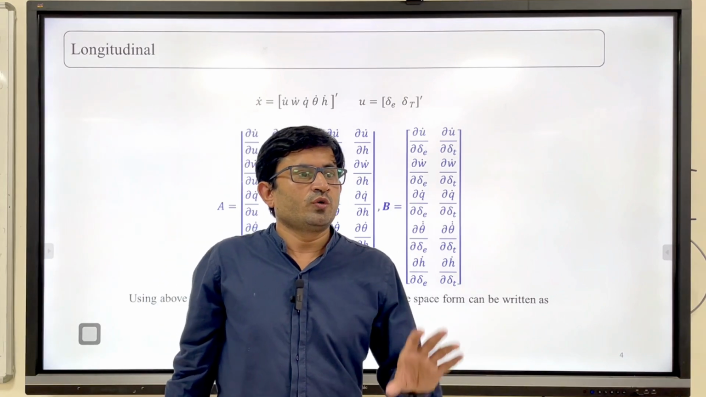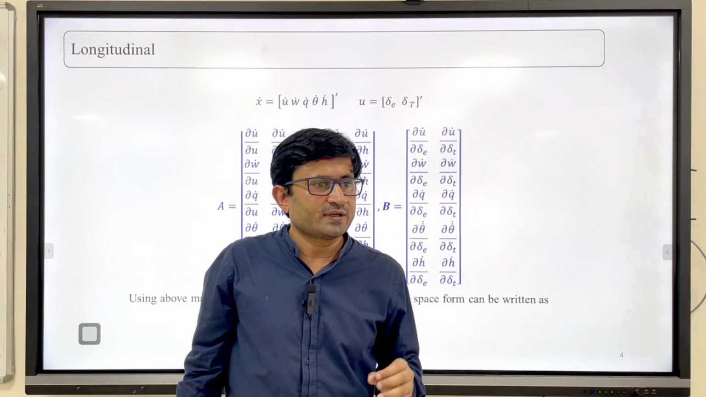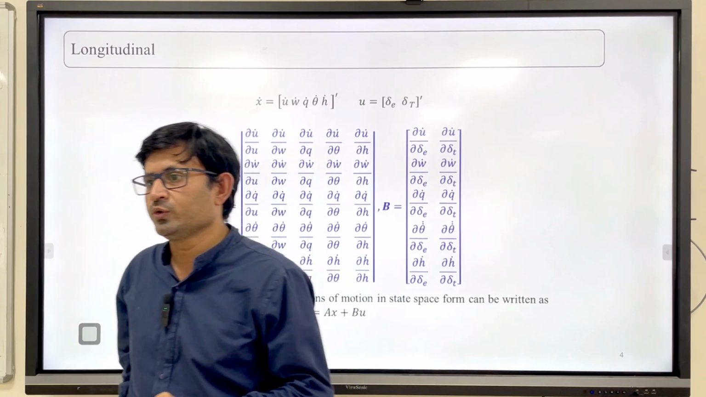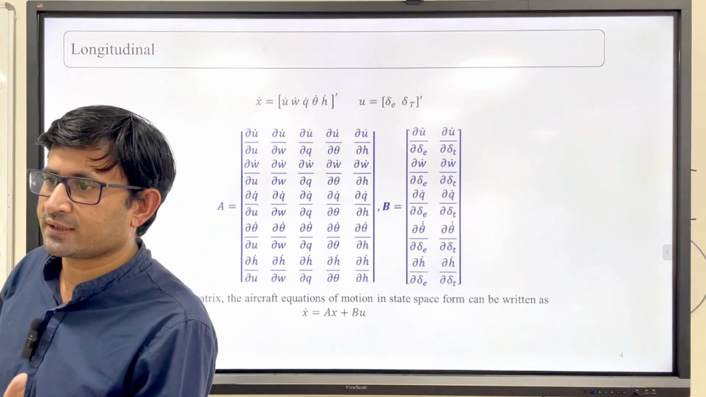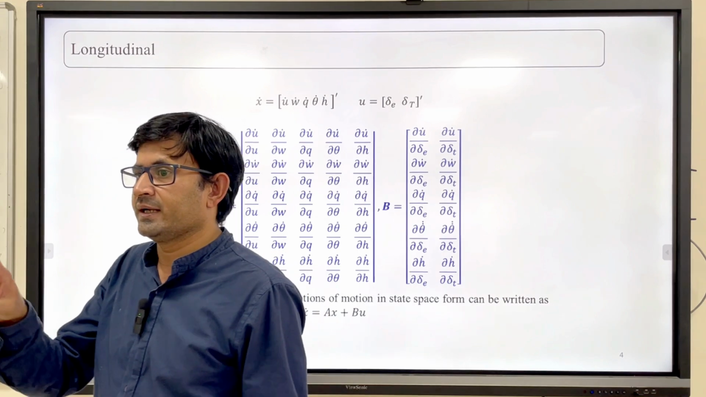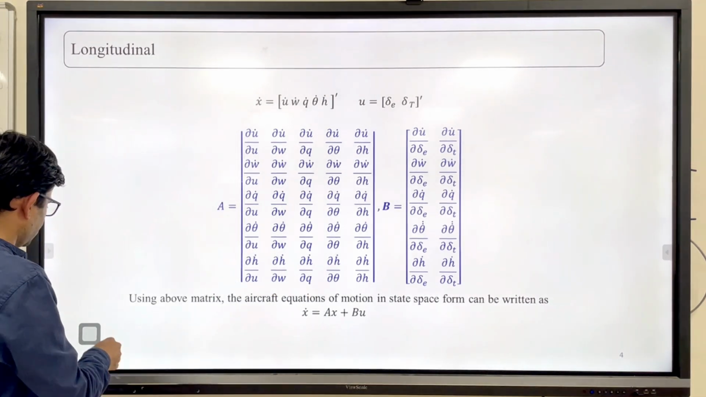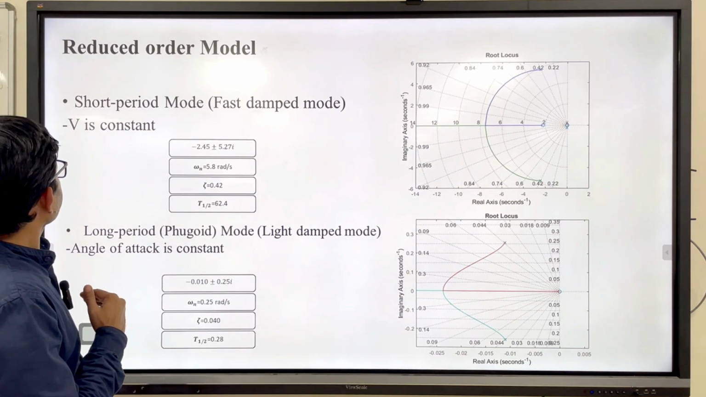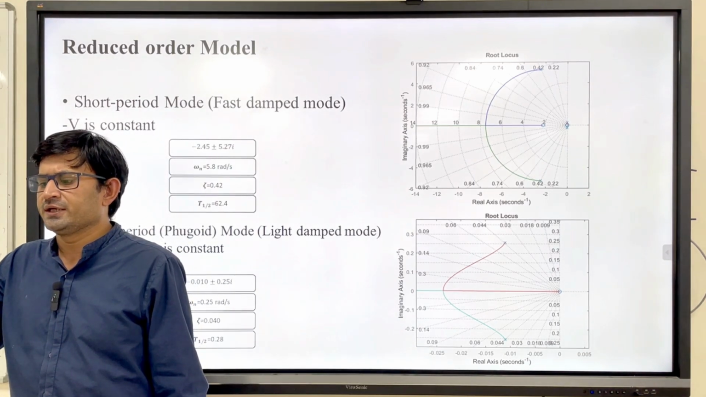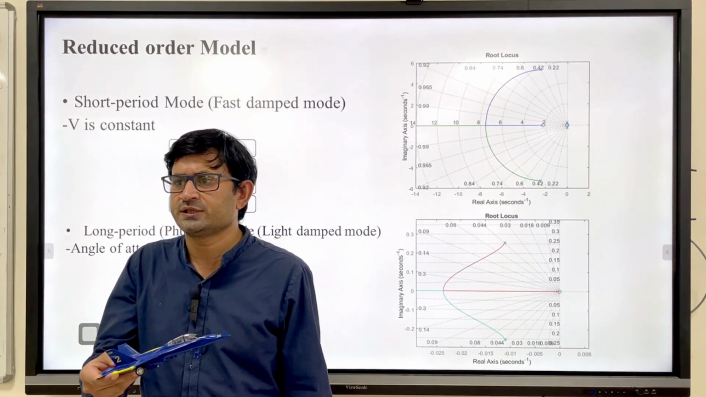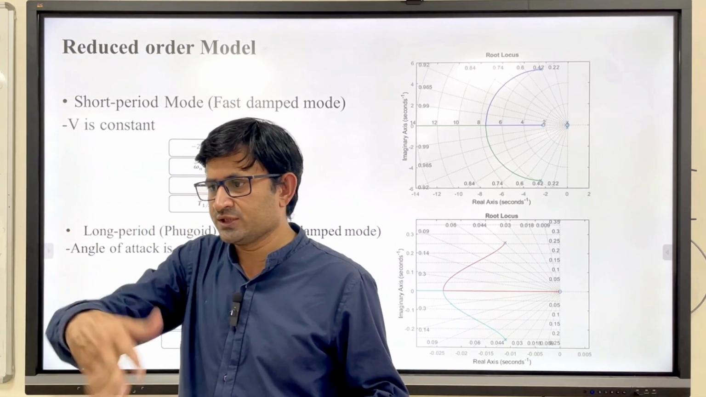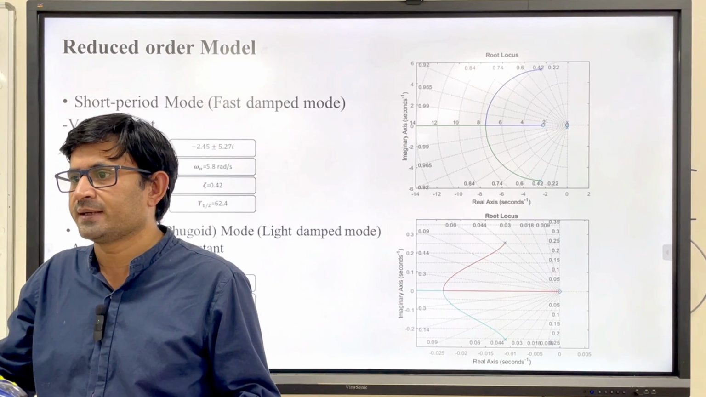Okay, so when my model was non-linear, something was hidden because we had not decoupled the things, right? But when you linearize it, you can see the aircraft characteristics as two modes. One is the short period mode and the other is the Phugoid mode. Short period mode means V is constant: the aircraft is flying with such fast damping that the velocity does not have time to change, because velocity is a slow variable. When something changes very fast, it is a fast variable, and when it takes time, it is a slow variable.